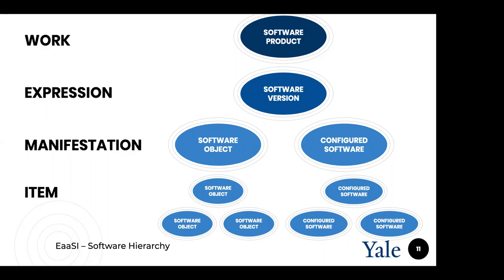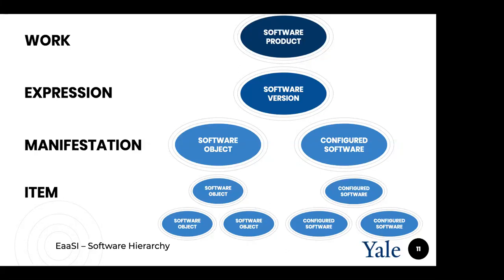So in the system, we have this concept of the software product, which is kind of the high-level grouping of specific software releases. So you can think of Microsoft Word, Adobe Photoshop, LibreOffice, or something like that. Those are then expressed as versions. So all of those, right? Microsoft Word has Word 2000, Word 97, and so on and so forth.